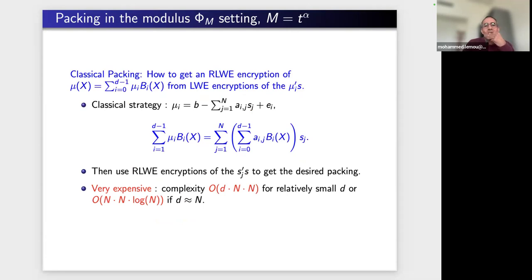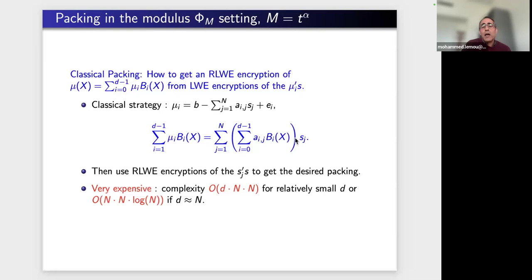Okay, of course I will not explain how fast packing works, but I just remind you that the usual, or natural, packing works very simply. Packing is just to get a ring LWE encryption of a polynomial mu in some basis, whatever the basis can be, the sum of mu_i b_i, from LWE encryptions of the coefficients mu_i. This is the general principle of packing. The classical, natural way to do it: you write the equation satisfied by mu_i and its encryption, then you multiply by the basis b_i in which you want to pack, and you have this formula.